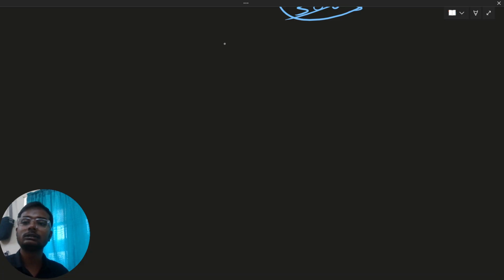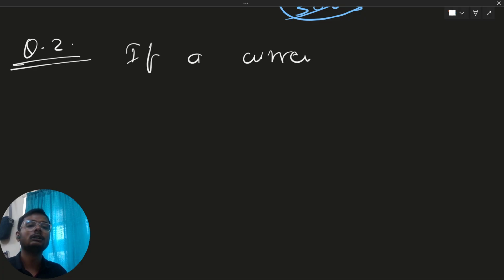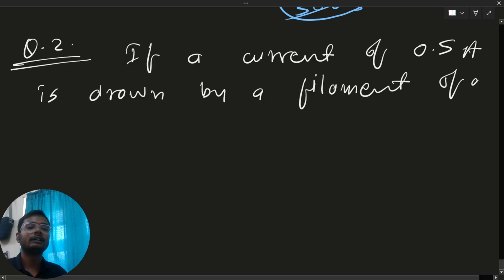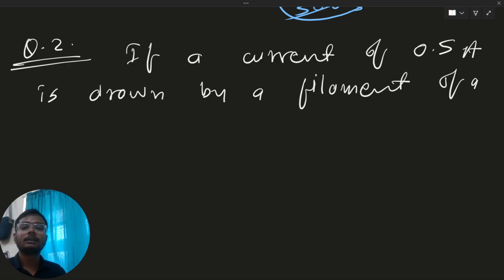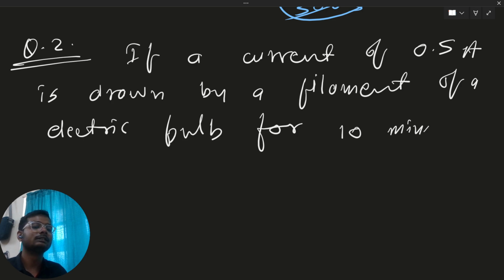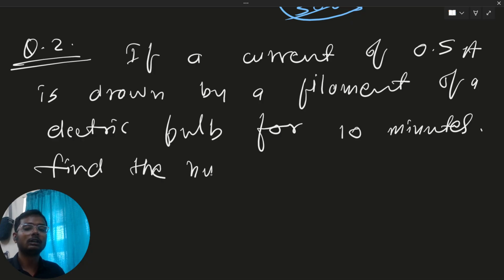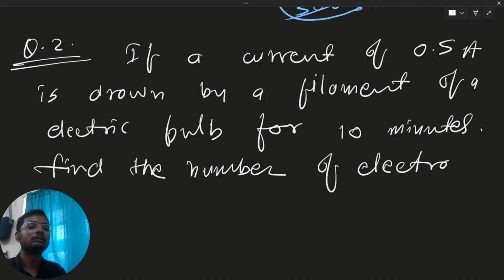If it is not clear, you can go back and check it again. We are moving to question number 2. Now, the next question says: if a current of 0.5 ampere is drawn by a filament of an electric bulb for 10 minutes, find the number of electrons that flows through it.